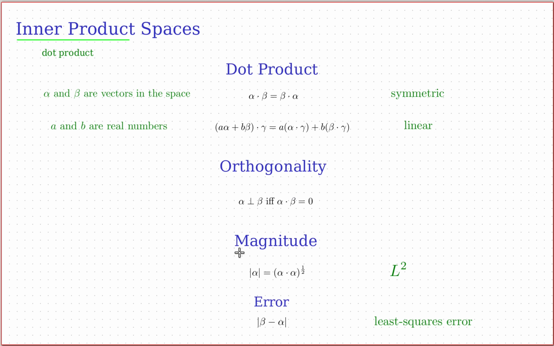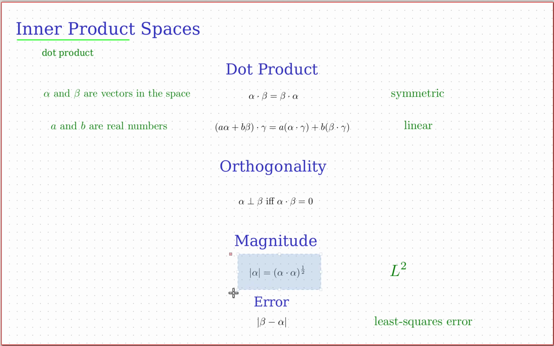We can define the magnitude of a vector to be equal to the dot product of the vector with itself, followed by taking the square root. Right? So the square root of alpha dot alpha. And in vector spaces, this is the sum of the squares of the components, so it's the L2 magnitude. Right? And in function spaces, this is going to be the L2 magnitude also. It's going to be the integral of the square of the function.